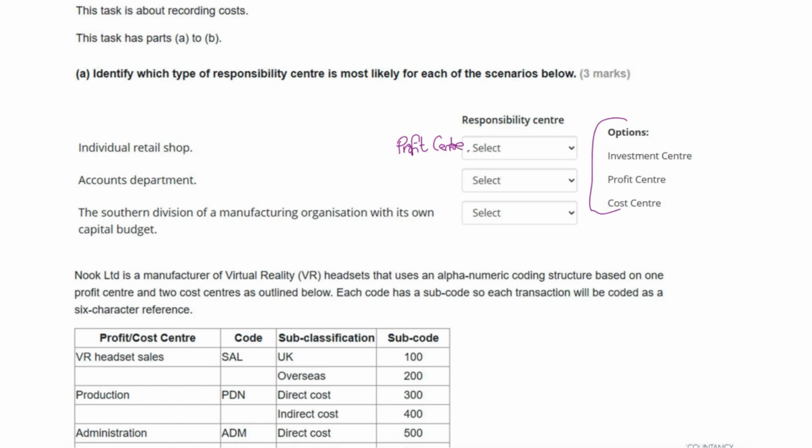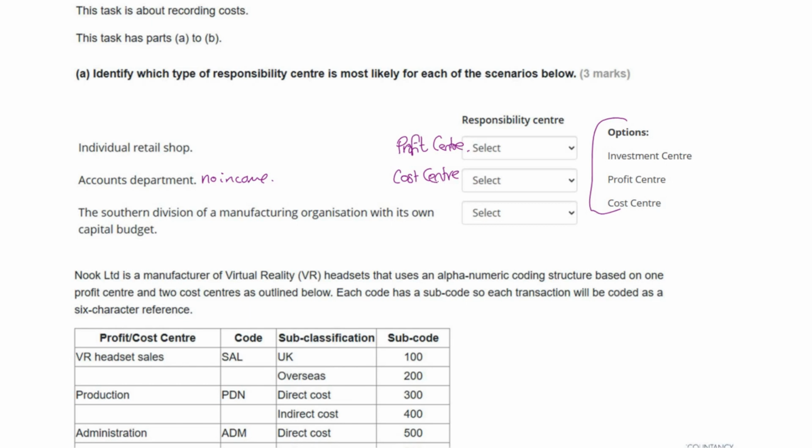So the accounts department then. There's no income for an accounts department, so it's all a cost to the business. So it's going to be a cost centre. We're going to be charging costs to the accounts department because they have salaries, they have other purchases that they need, maybe stationery, subscriptions, etc. But there is no income.